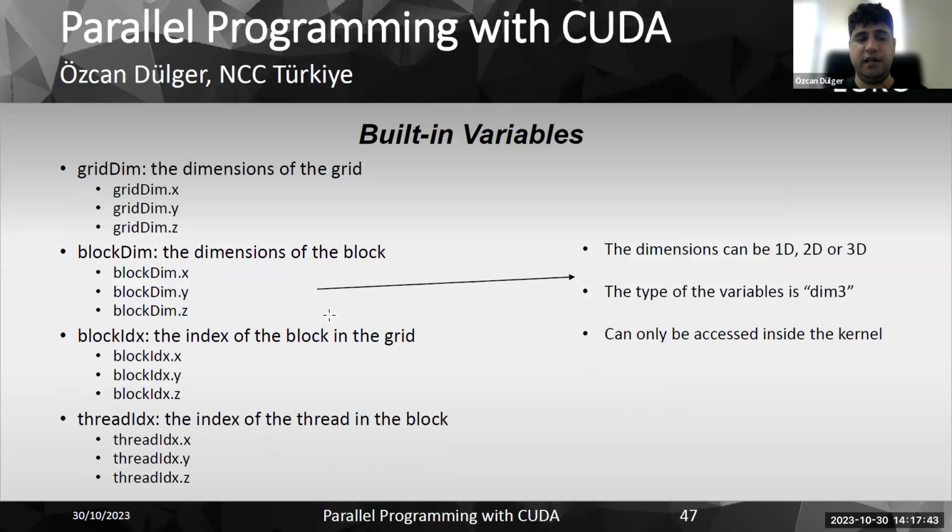These are the built-in variables. This is for the dimension of the grid: X dimension, Y dimension, and Z dimension. This is the dimension of the block: X, Y, and Z. These are block IDs, the index of the block in the grid. Thread IDs are the index of the thread in the block. We will use these built-in variables in our examples, and they can only be accessed inside the CUDA kernel.